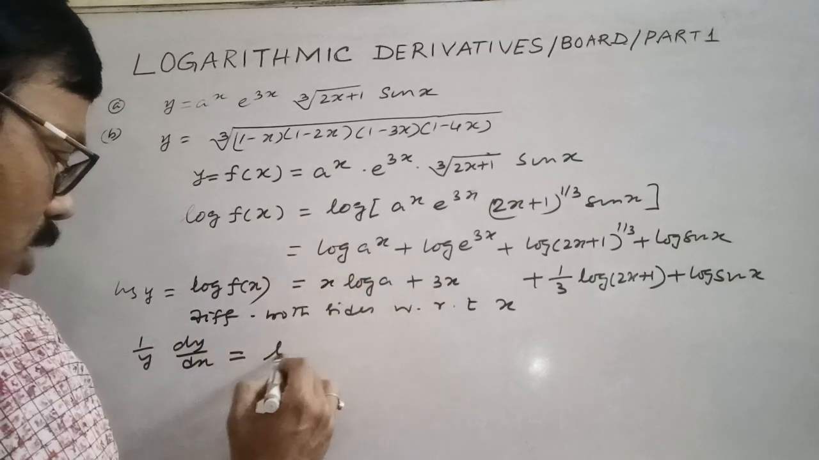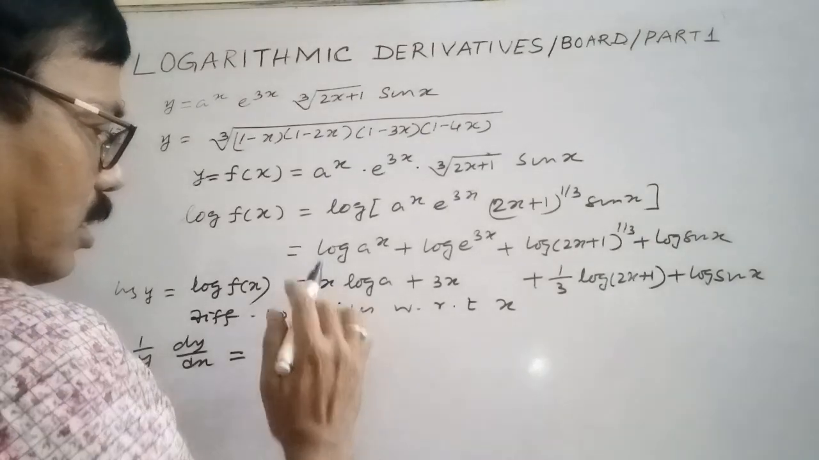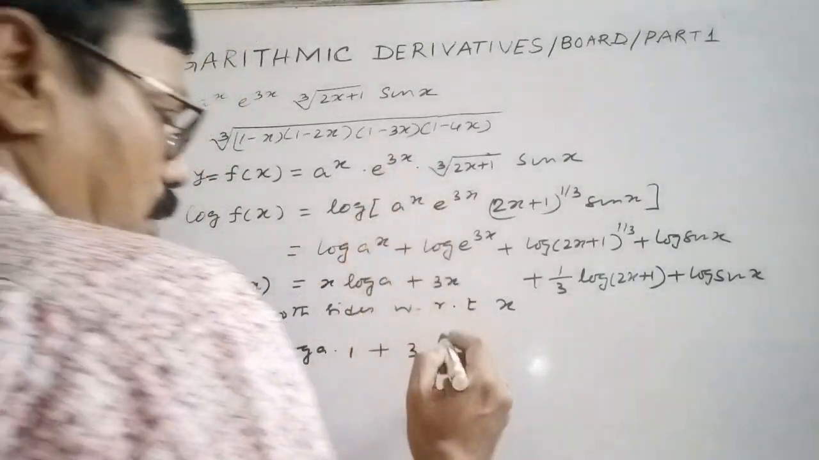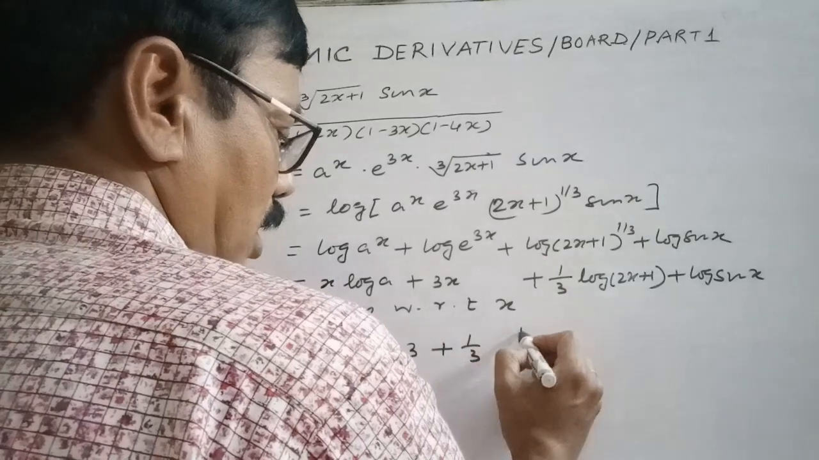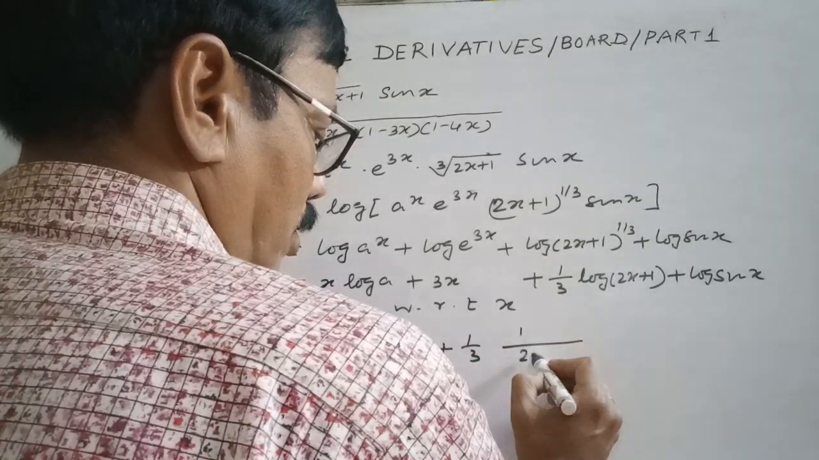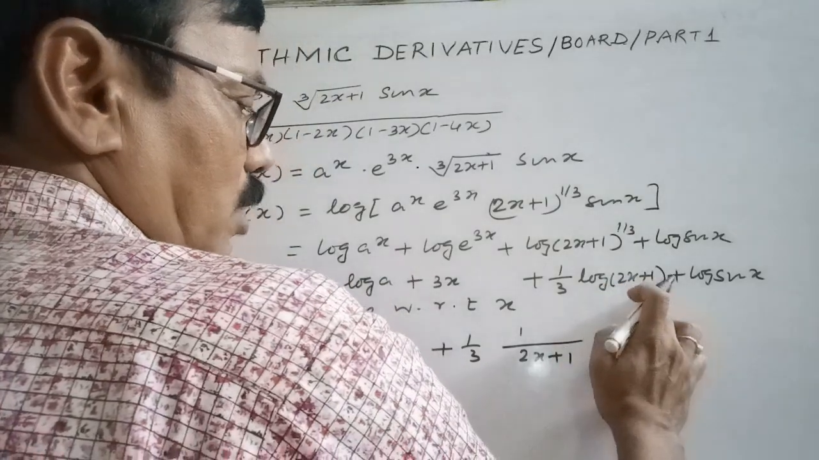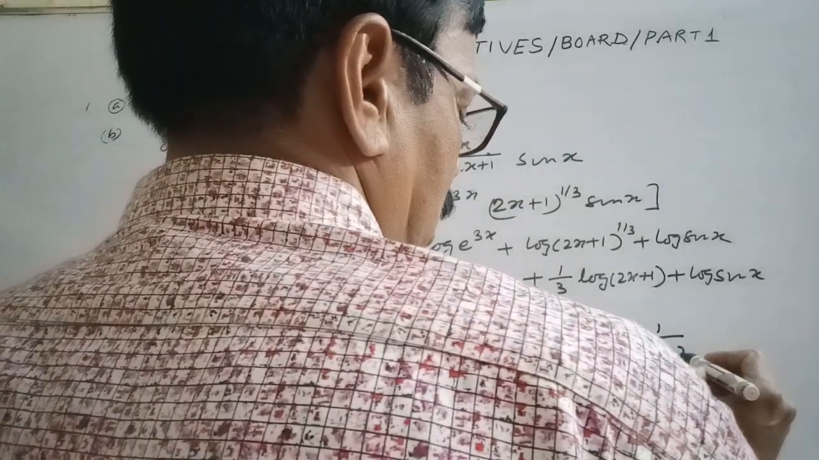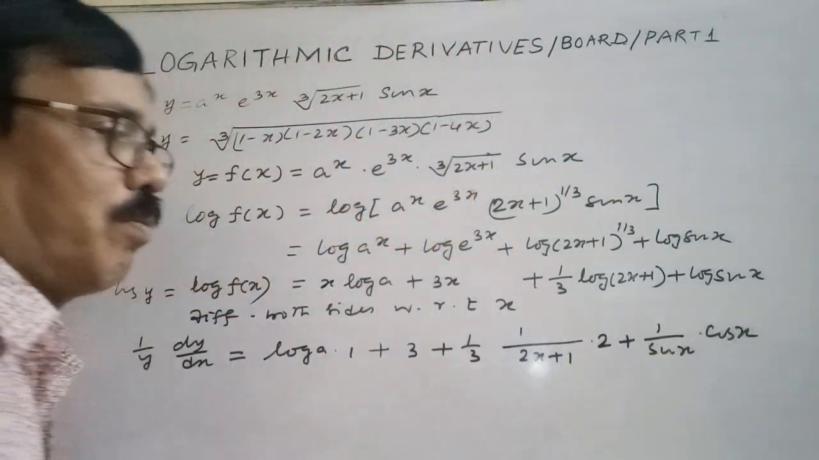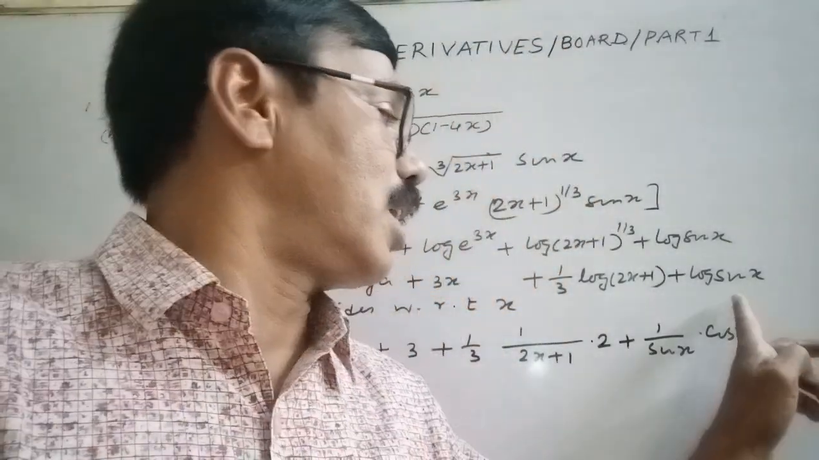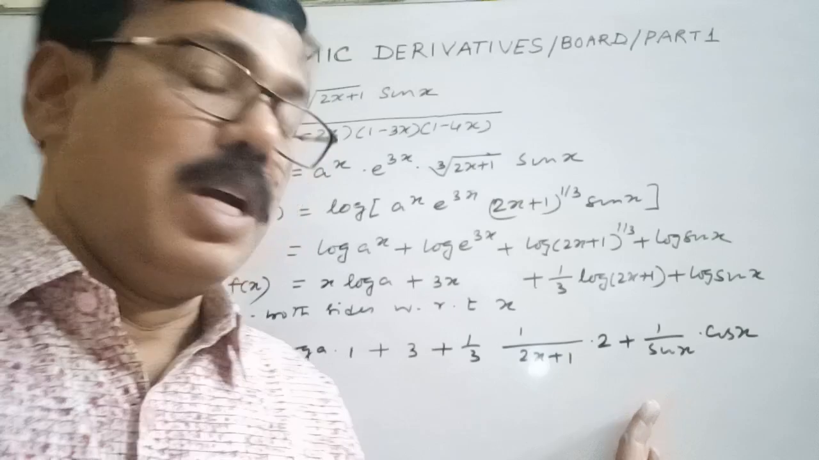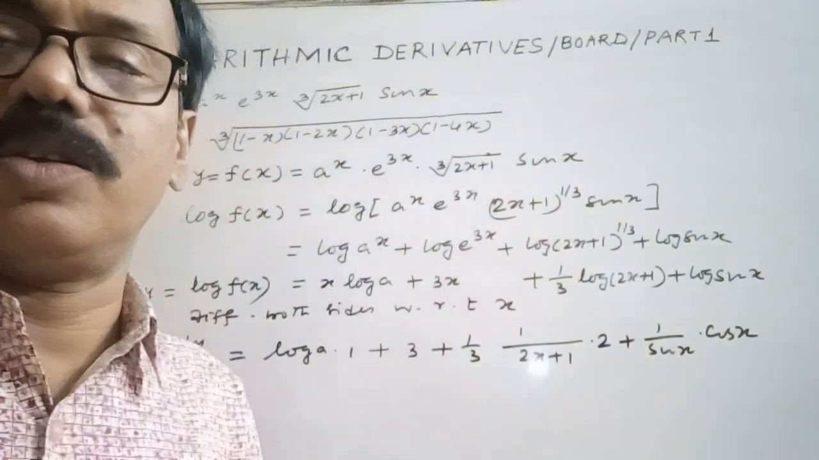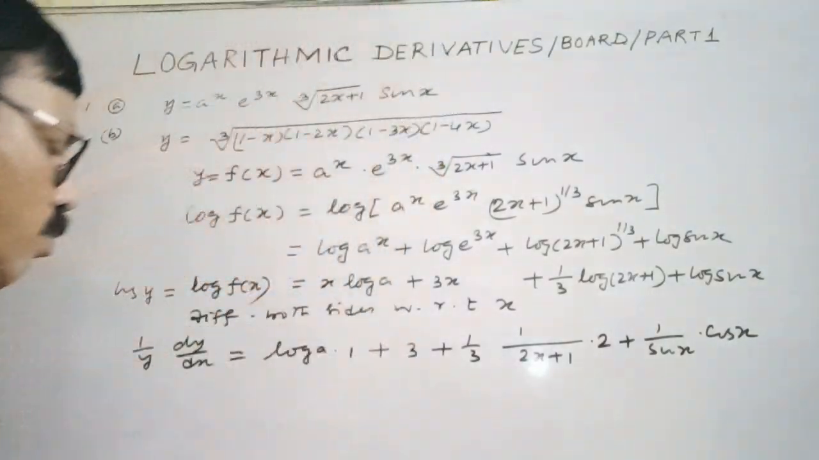Now x log a, log a is constant. The derivative of x is 1. The derivative of 3x is 3. 3 comes forward, derivative of x. So this is 1 by 3, as it is 1 by (2x plus 1) into the derivative of 2x plus 1, which is 2. And 1 by sin x into cos x. So function of function, log sin x, 1 by sin x, d/dx of sin x. So the most important part of derivative is the chain rule, the derivative of function of function.